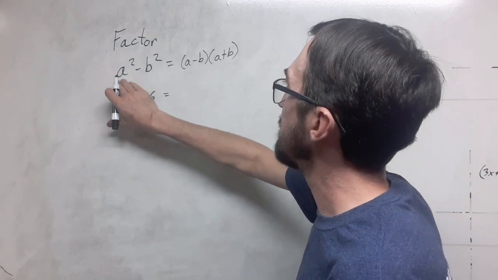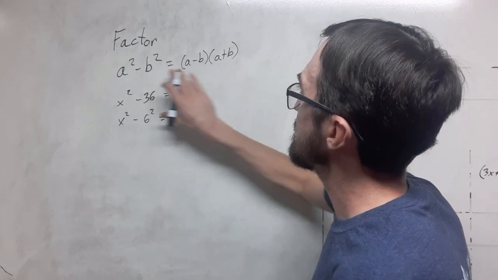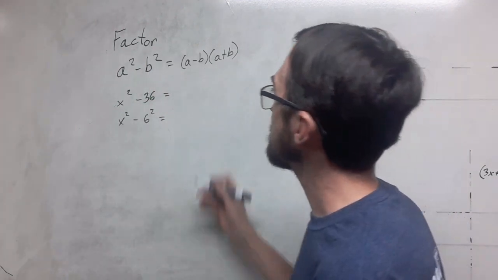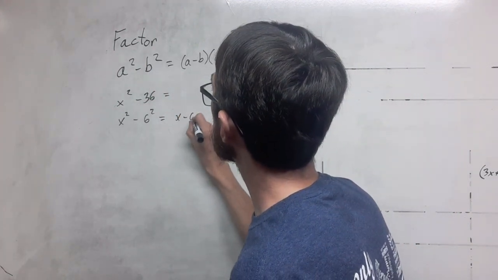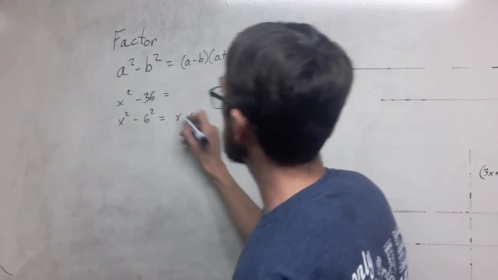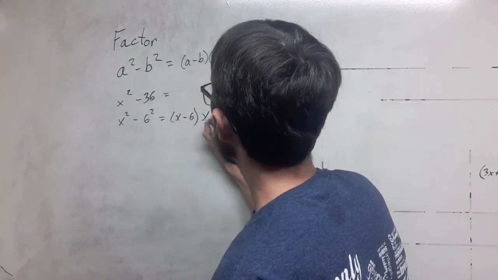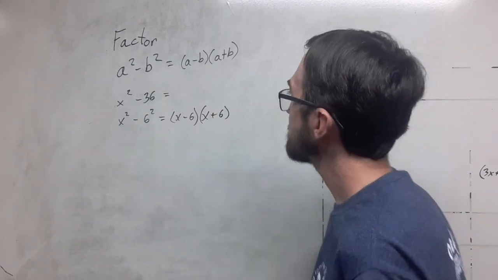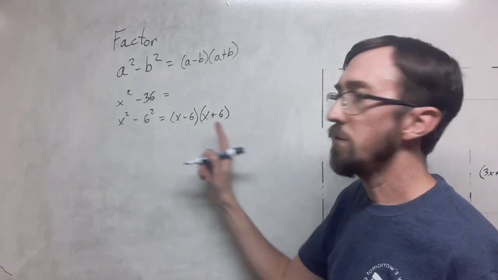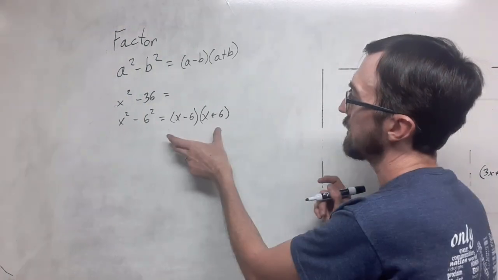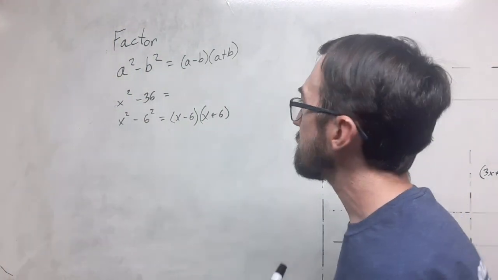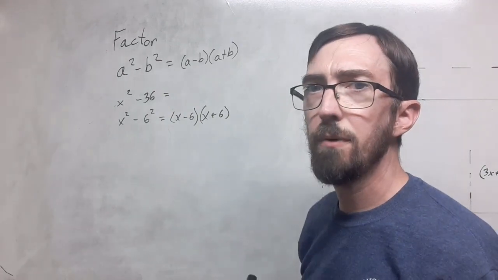Everywhere that I have my base a will go in the first position. Everywhere that I have my base b is going to be in the second position. So I have x minus 6, that's these two bases. And then I'll have x plus 6, again, these bases. If you go to the trouble of multiplying these together, use some double distribution, you should come back to this term.